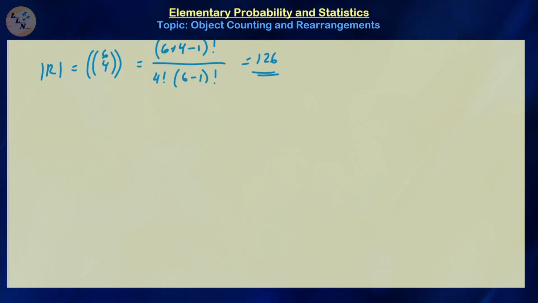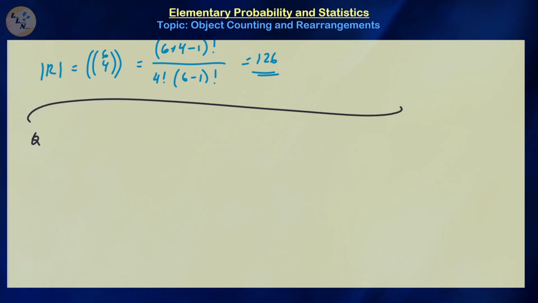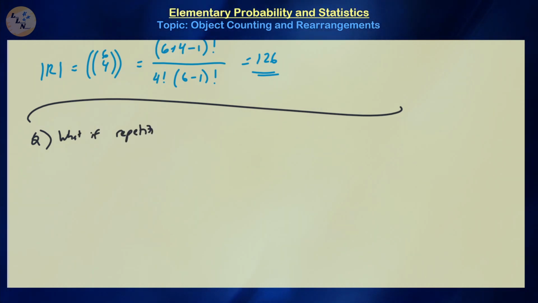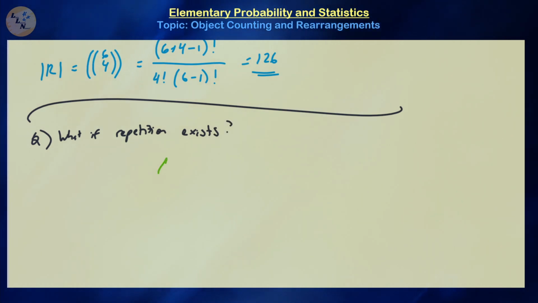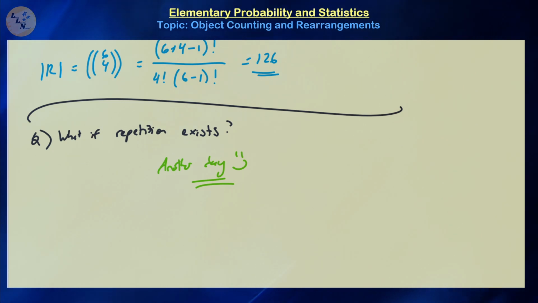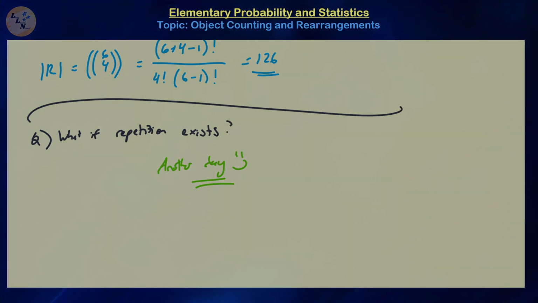Now, another scenario that you may want to consider: what if repetition exists? We'll consider this problem another day, because definitely you can see how things become a lot more complicated, but that's for a different day. With these basic things, we can actually solve a lot of the problems. But let's take a look at one other thing that comes up in some probability problems.